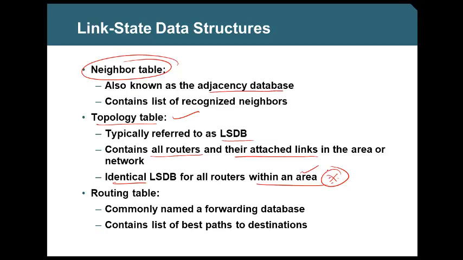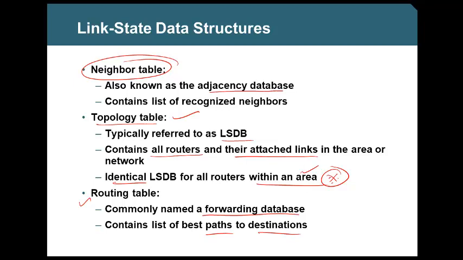And about the routing table, we all know. The best paths to all the destinations will be put into the routing table. And if the route is seen in the routing table, then the route will be used for forwarding the packets. So the routing table can also be called the forwarding database, because based on the routing table info, the packet will be forwarded.